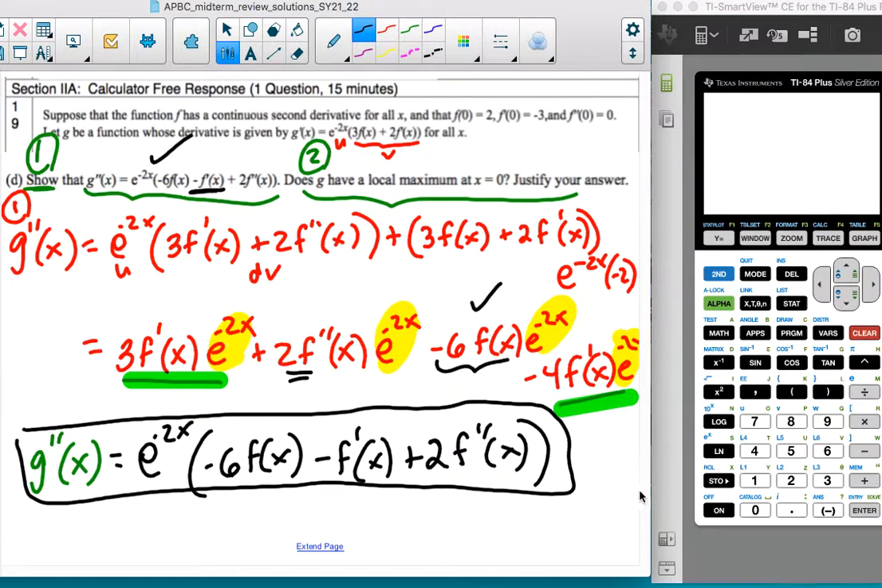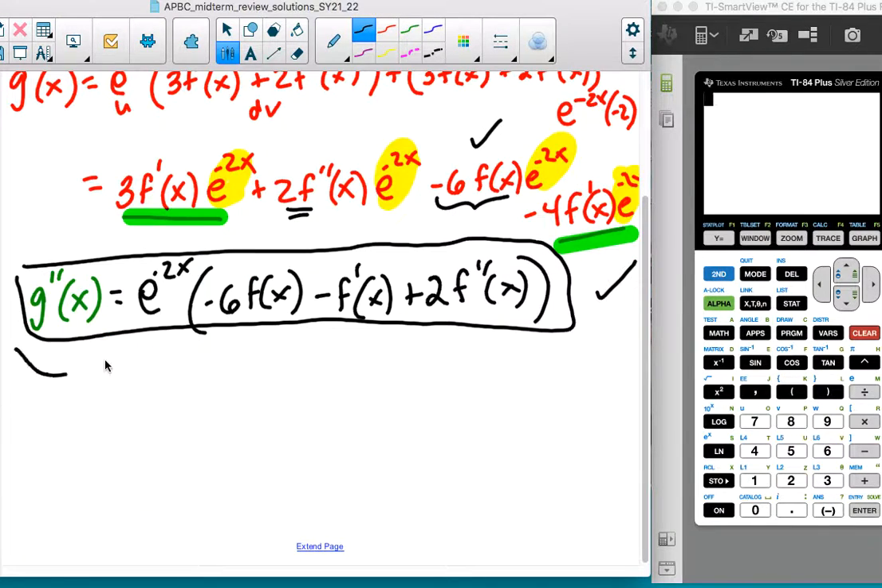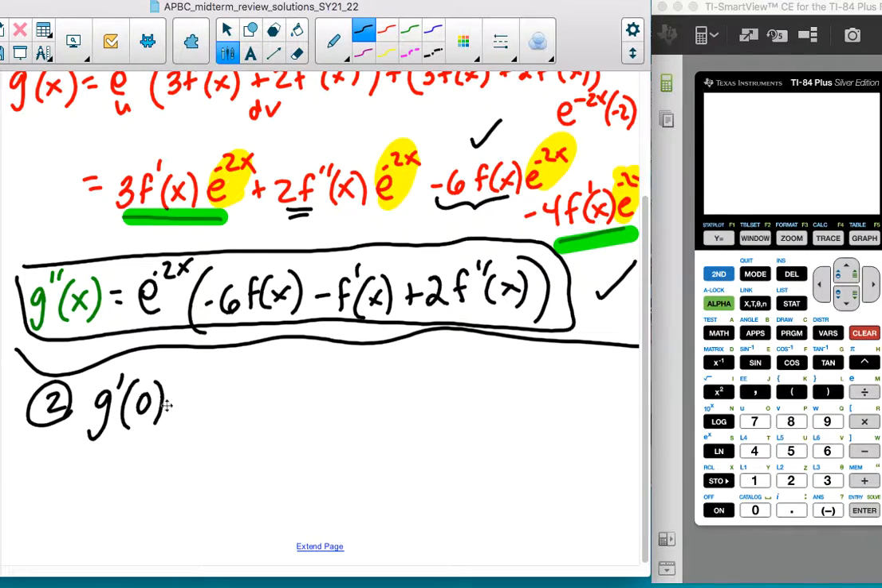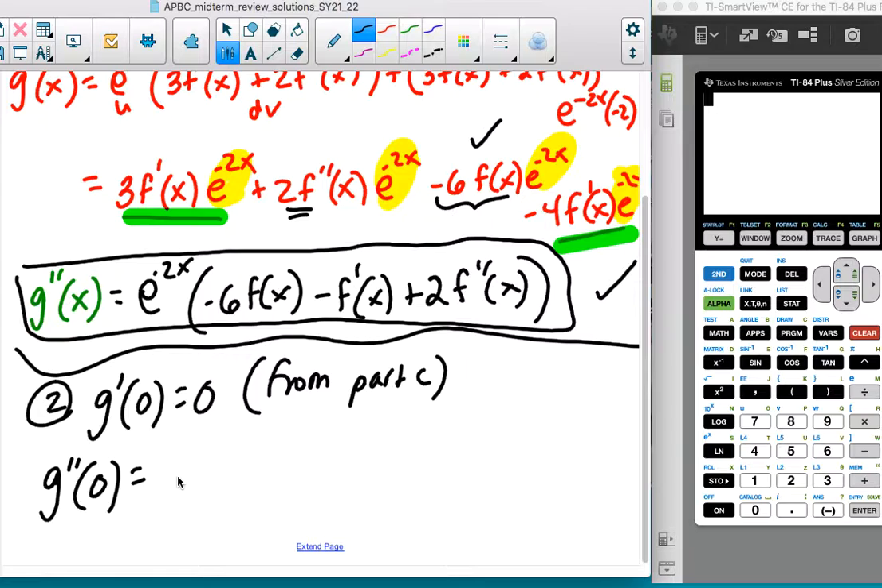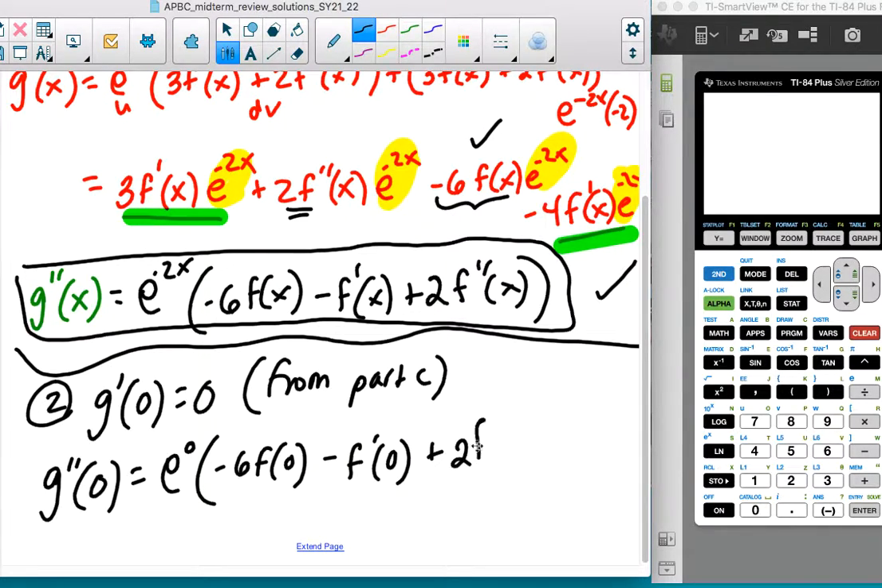So I did the first thing. I have shown that is the second derivative. The second thing I'm asked is, does g have a local max? Well, this is definitely asking for the second derivative test, right? So we already know that g prime of 0 is 0. We know that from part C, because in part C we found the slope of the tangent line to g at x equals 0 was also 0. So I can now use my g double prime of 0. I'm going to get e to the 0, right? Negative 6 times f of 0, which we'll get to in a sec, minus f prime of 0, which again we'll get to in a sec, plus 2 f double prime of 0. All three of these are quantities I know.